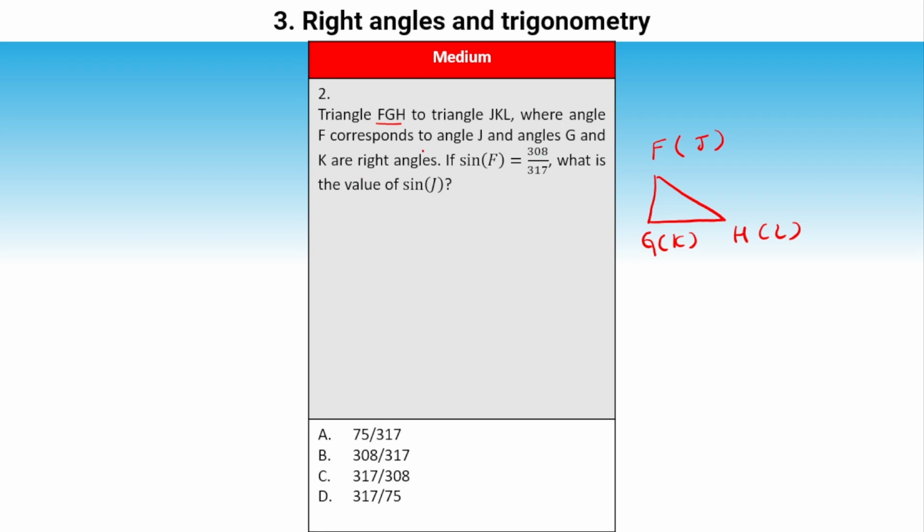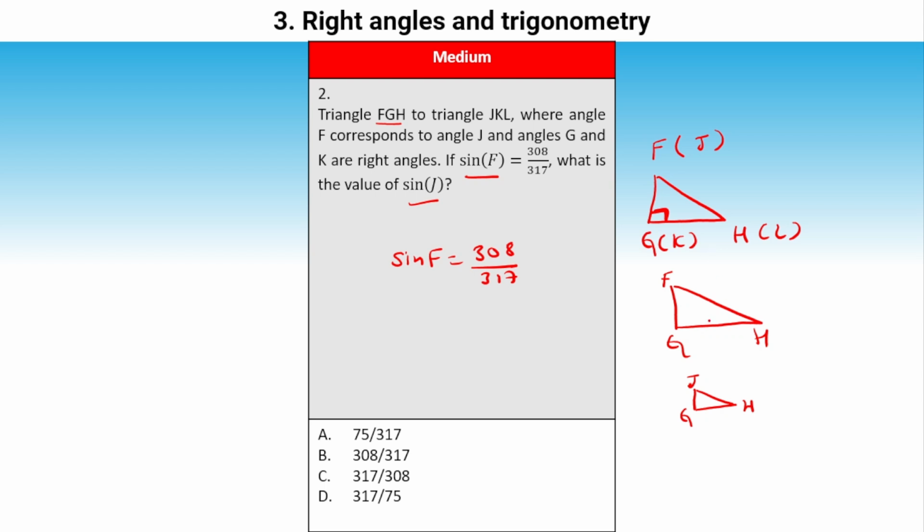Angle G and K are right angles. Okay, this is the right angle. Good. This is the 90 degree. So if sine F equals this, what is the value of sine J? Okay, so this is basically saying that there are two triangles. One triangle is basically FGH, another triangle we don't know how big or small. So we are given sine F equals 308 by 317.